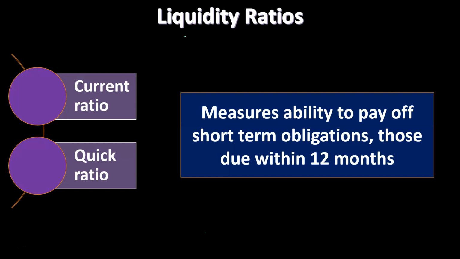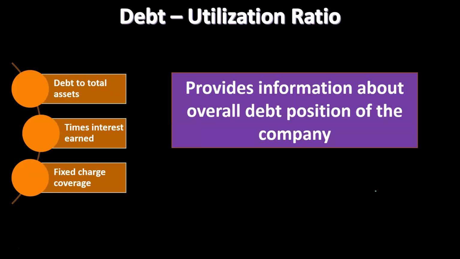Then we're going to be comparing other assets to cash, such as accounts receivable, which is less liquid than cash, but we expect to receive cash soon on it, and therefore it's fairly liquid. If you've got investments and stocks that you can trade or sell fairly quickly, then those are still going to be fairly liquid. So we'll be taking a look at the liquidity of our assets, and then how liquid the company is in general, and how well the company can pay its debts. Then we have the debt utilization ratios, which include debt to total assets, times interest earned, and fixed charge coverage, which provide information about the overall debt position of the company.